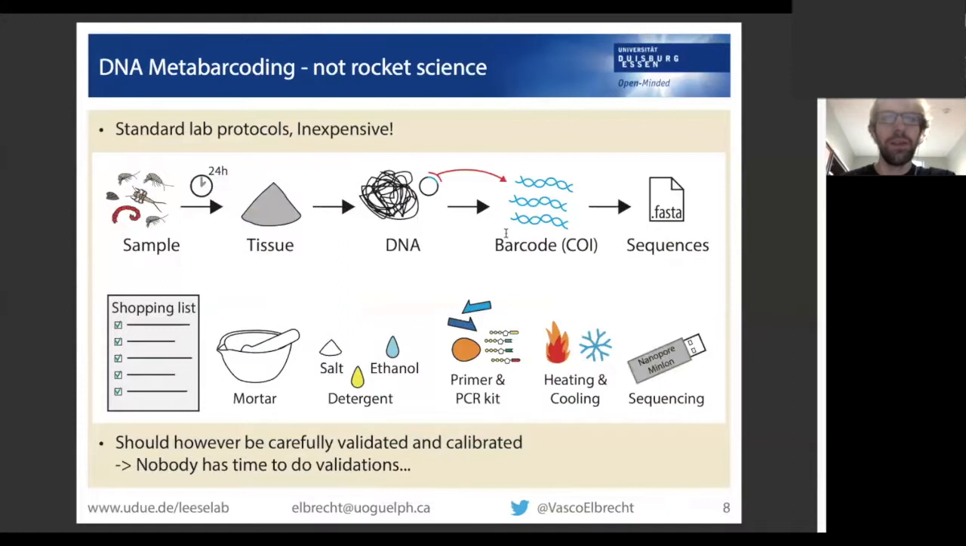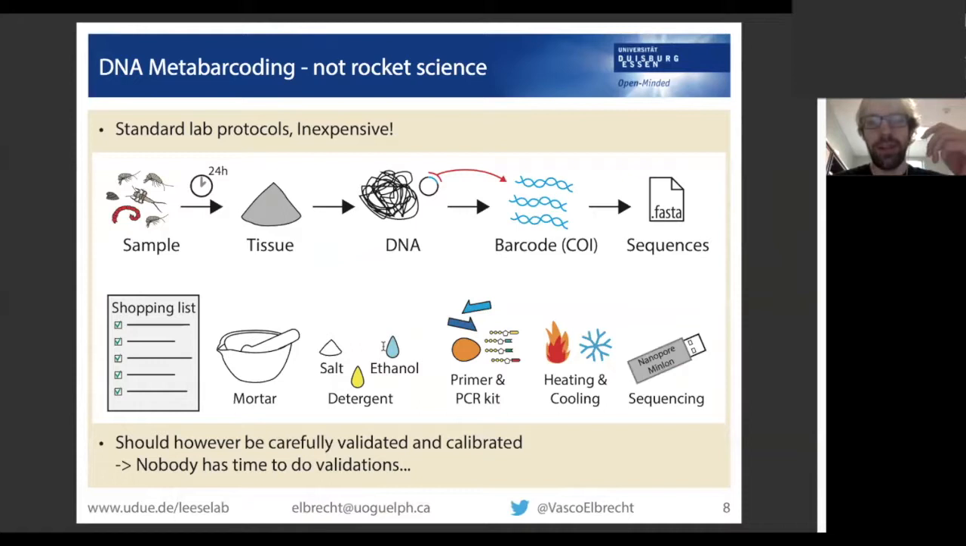So let's quickly talk about DNA metabarcoding, and I really want to make clear that it's not too complicated. It's basically you take your sample, and what you do, you dry it and you grind it up. This can be done with a mortar or a kitchen blender. And then you extract the DNA. You can do most of this in your kitchen: you can just use salt, a detergent like dish soap, and ethanol to extract your DNA.